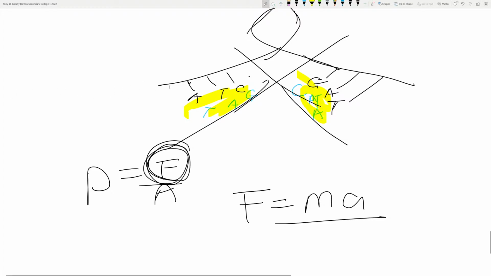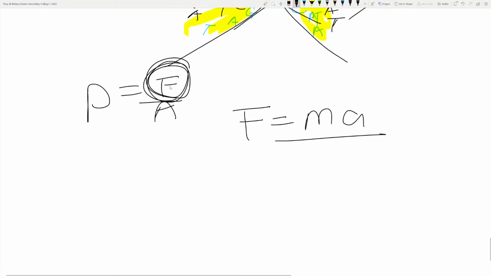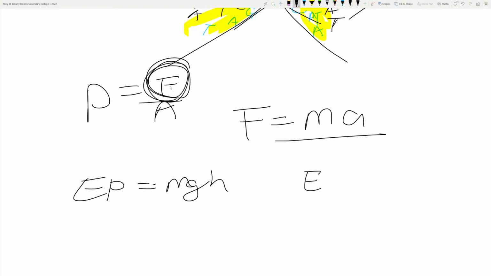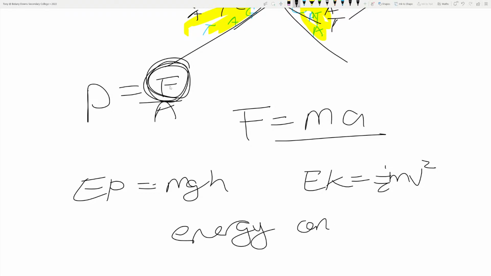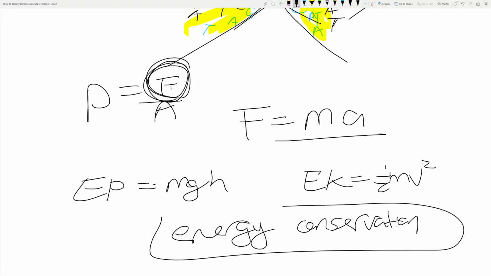What does the formula half mv squared mean? Marty, half mv squared is EK, and EP is mgh. What that's referring to is energy conservation. If you're holding a pen right now and drop it, your pen is going to free fall, hit the ground, and make a sound.